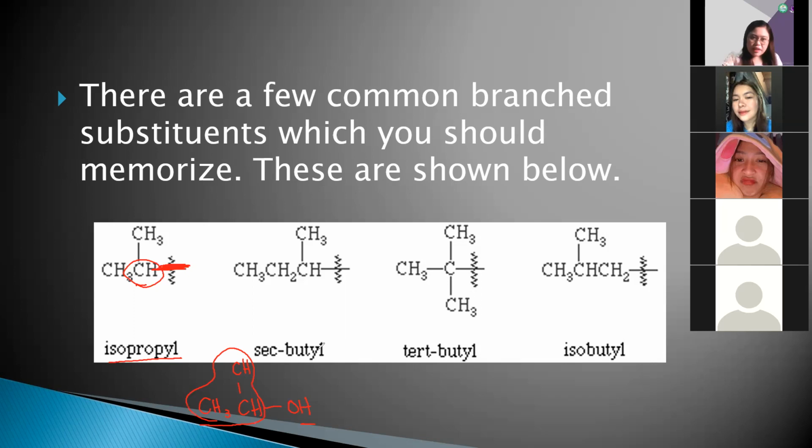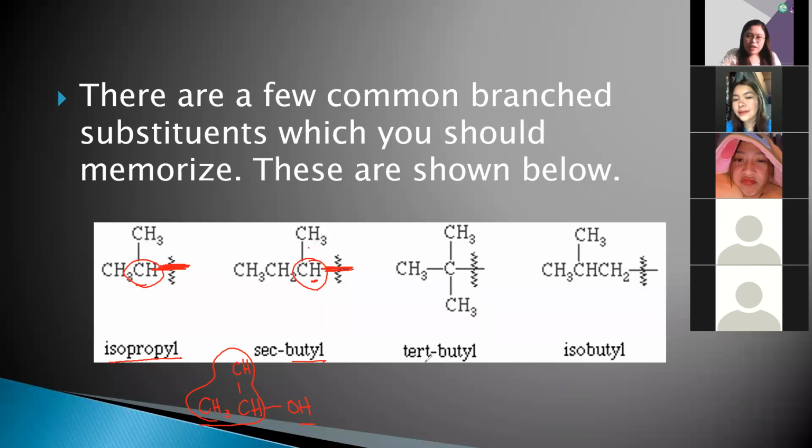Now, if it looks like this, 4 na carbon, 1, 2, 3, 4. Siyempre, butane, diba? And since minus hydrogen ka dito, kaya tinatawag siya na butyl. Pero sec-butyl kasi nasa second carbon yung bonding to the parent chain. Introduction pa lang ito, later na natin sila gamitin. Memorize niyo muna yung arrangement ng atoms natin.